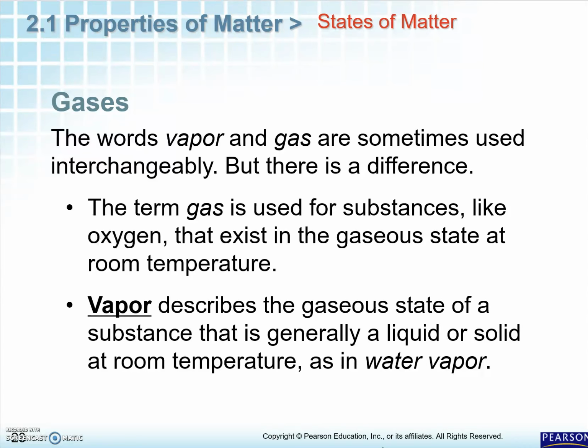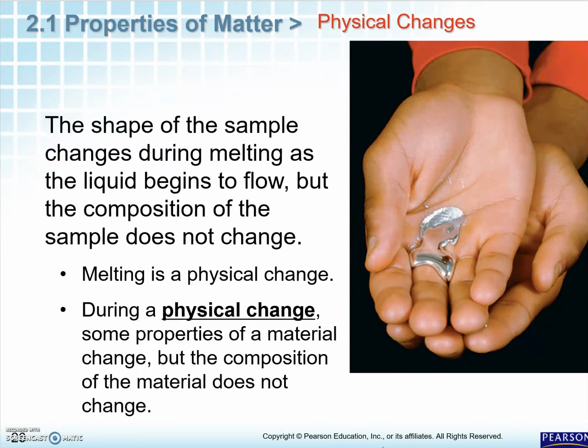Oops, sorry. So whenever you are looking at the shape of a sample during melting, it'll begin to flow, but the composition does not change. Melting is a physical change, meaning that the properties of the material are going to change, such as if it's a solid or a liquid, but what makes up that solid or liquid does not change, so you don't have to worry about that. So if you take an ice cube and let it melt in your water, you still have all water in your glass.